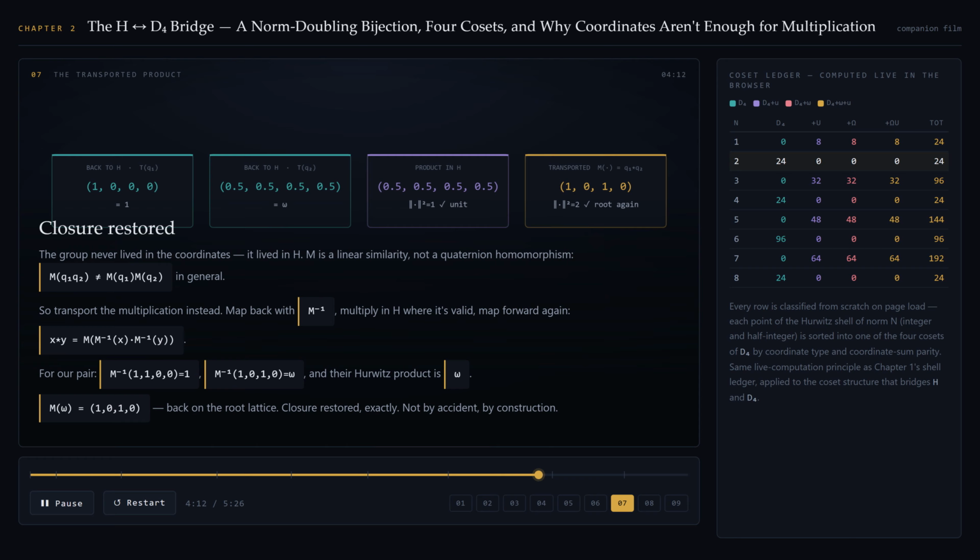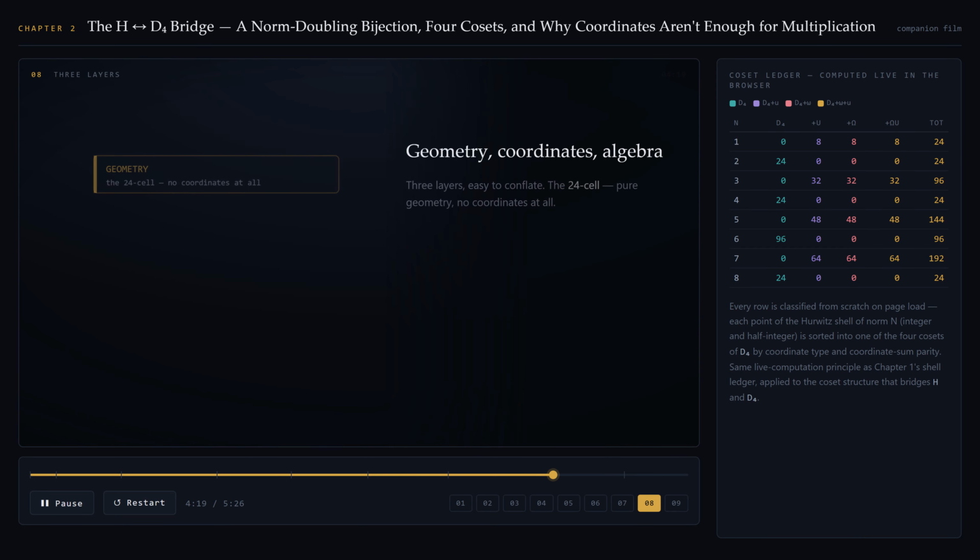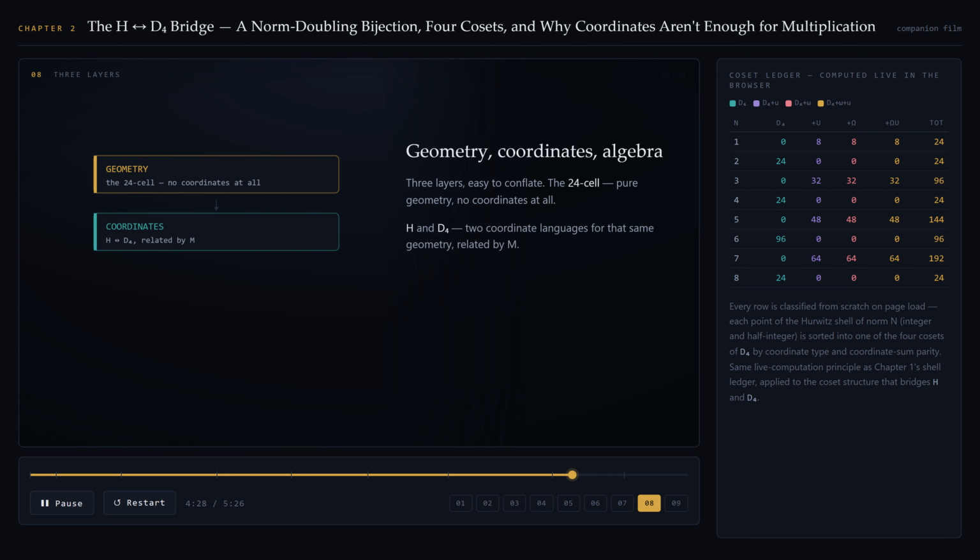The group never lived in the coordinates. It lived in H, and M is a linear similarity, not a quaternion homomorphism. M of q1 q2 does not equal M of q1 times M of q2 in general.